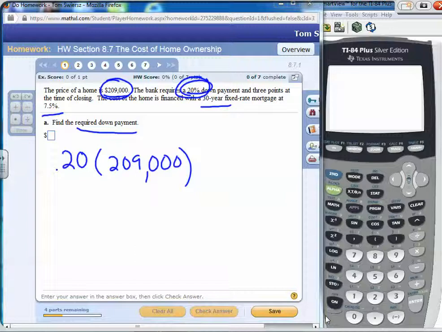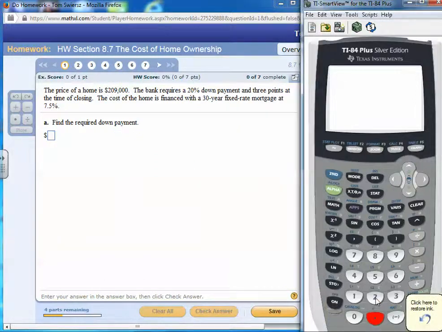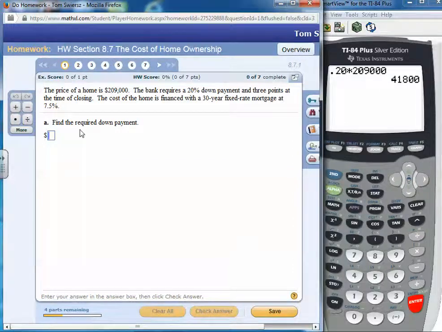So let's go ahead and do that multiplication on our calculator. 0.20 times 209,000. And we get a required down payment of $41,800.